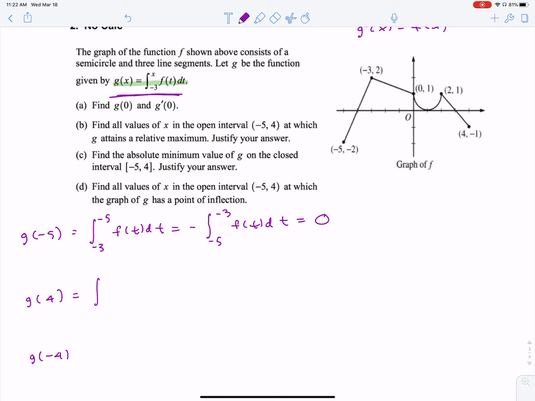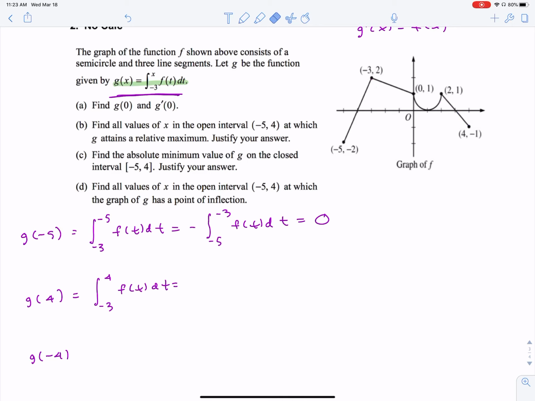So we're going to go from -3 to +4, excuse me. So we're going to go from -3 to 4 of f of t dt. So again, that's already actually set up. So let's see, that is this stuff all the way to here. Okay, so I'm looking at all that purple stuff. So I'm going to break that up into sections here.